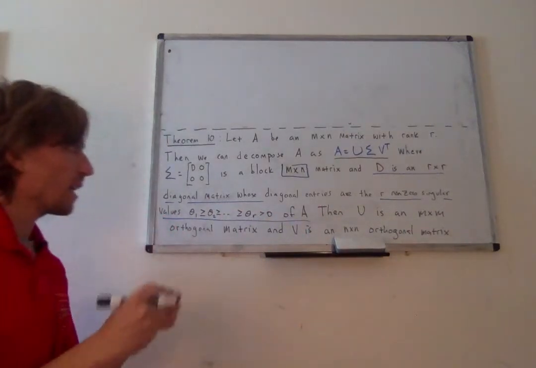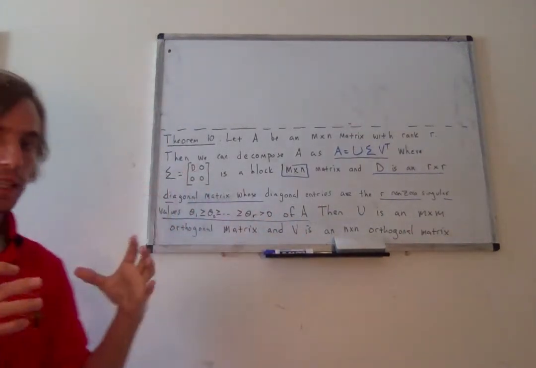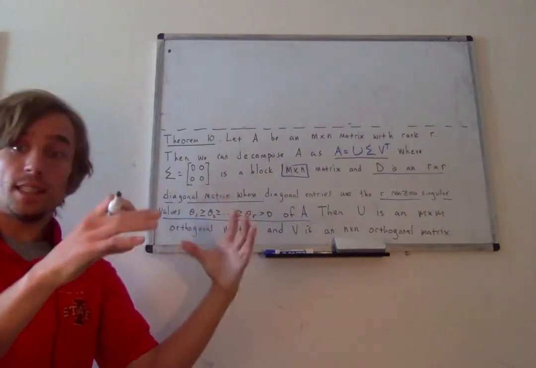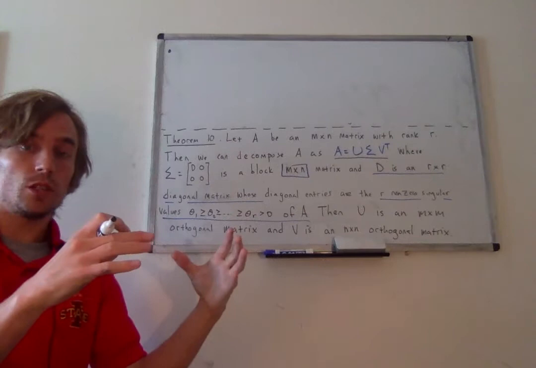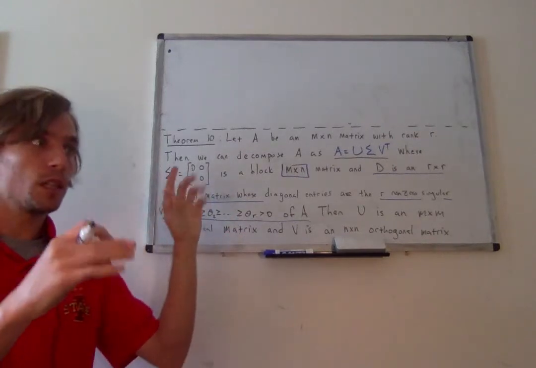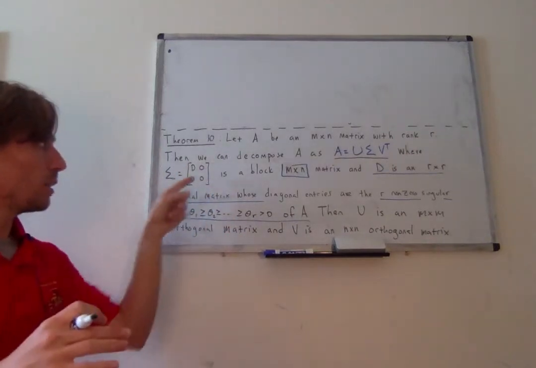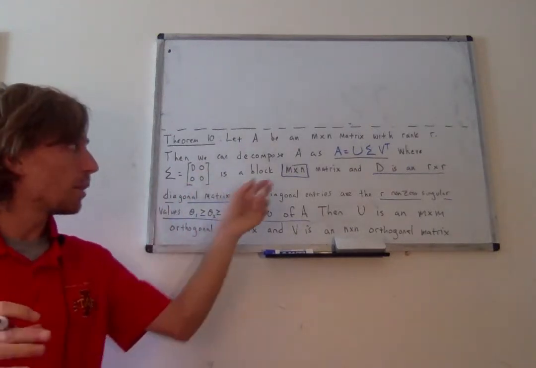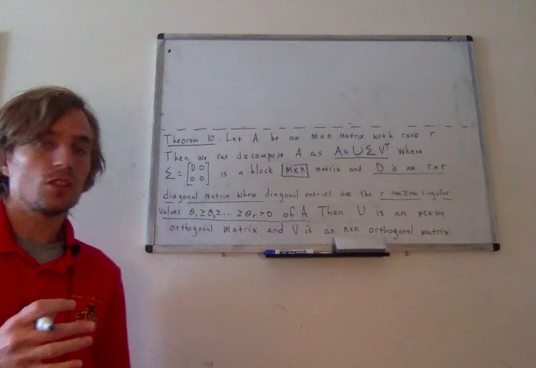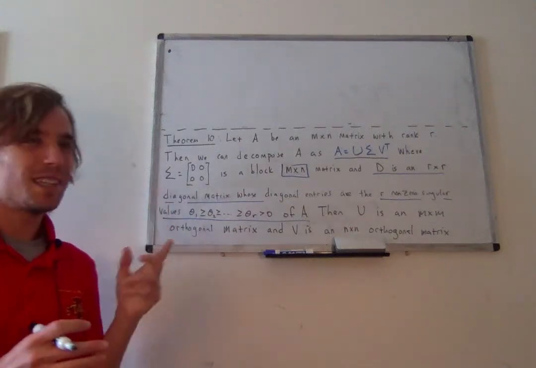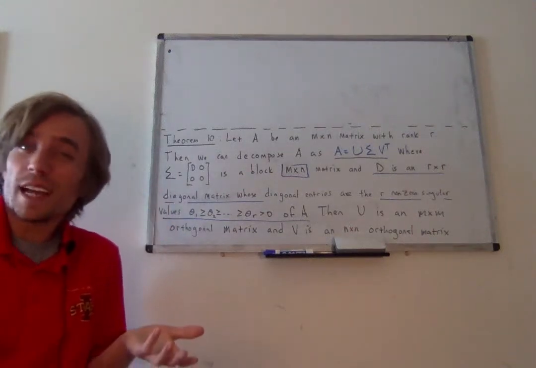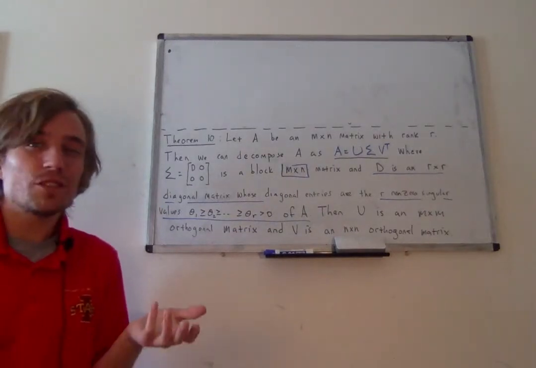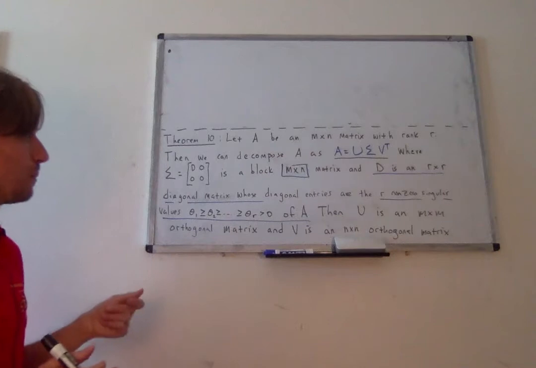So we'll see in a second what sigma looks like, but basically we take this block matrix, we put D in the upper left-hand corner, and D is a square r by r diagonal matrix. And then basically we just fill in zeros in the rest to make sigma an m by n matrix, to make sigma match the dimensions of A. And so you can see sigma is sort of like an almost diagonal matrix. Remember, like I said, the singular value decomposition is kind of like almost diagonalizing A.